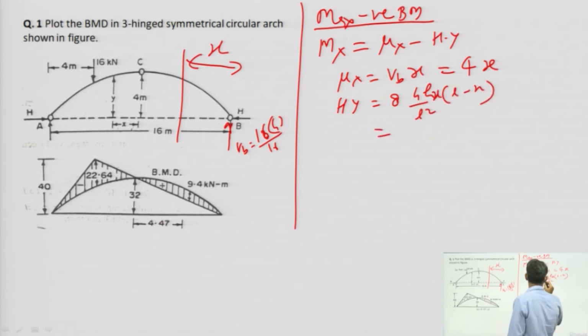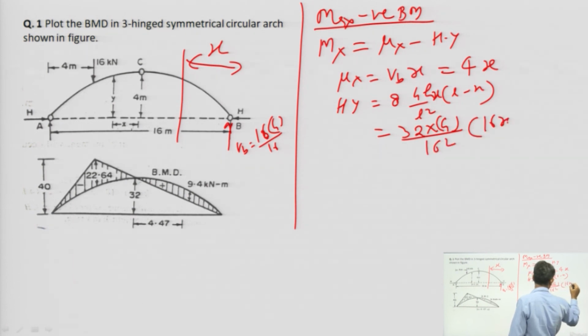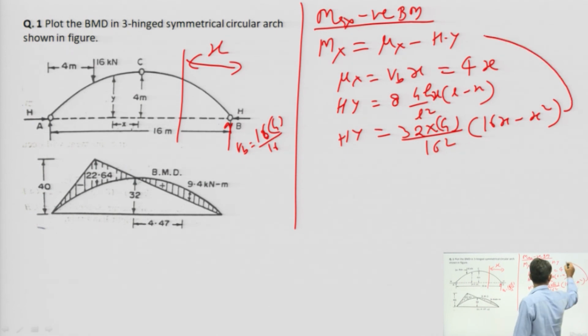Okay. So, 4 into h, 32 into h value is 4, divided by L square, 16 square, L is 16, into 16 x minus x square. Okay. So, this is h y. So, put this value here. Okay. We will get mx as a function of x.